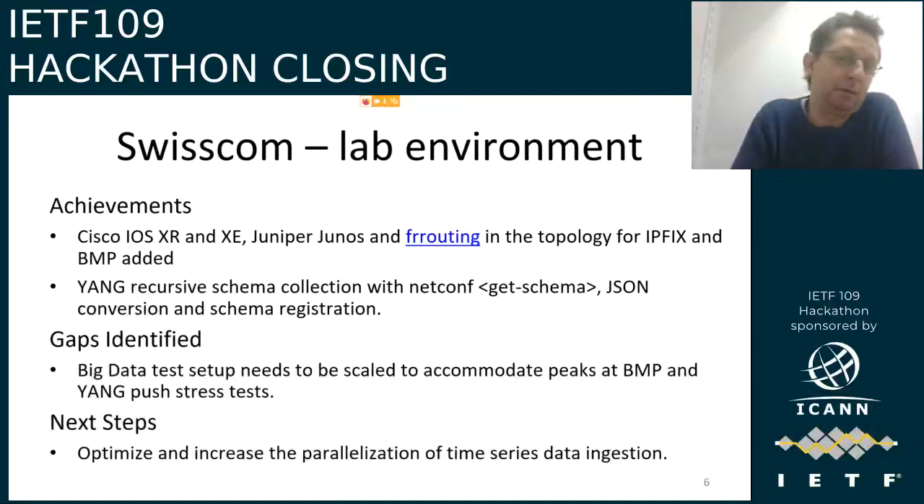And we were working also on, basically through NETCONF get-schema, to get the entire recursive schema, including the imports, convert them to JSON and register them in the schema registry. And what we learned from the lab environment is that for the next step, when we do the stress tests with BMP to see whether the back pressure mechanism within the BGP BMP process is working, we need to increase our scale in the data ingestion at the time series database. So in order to make sure that we are able, especially in these high peaks, to grab the data within a very short period of time.